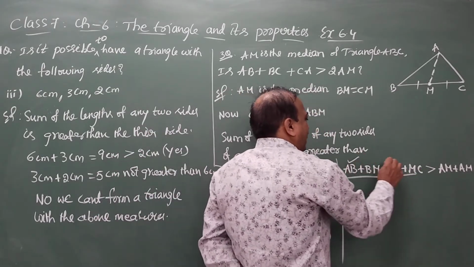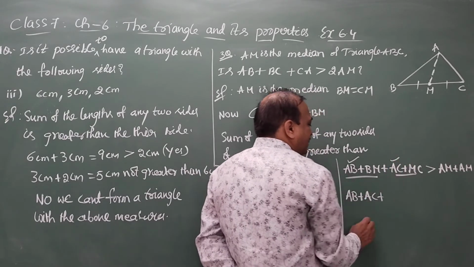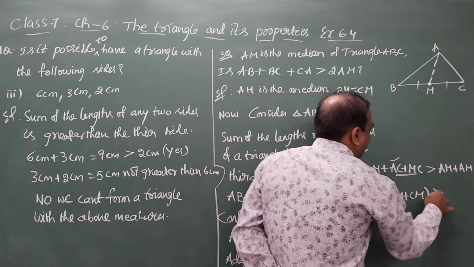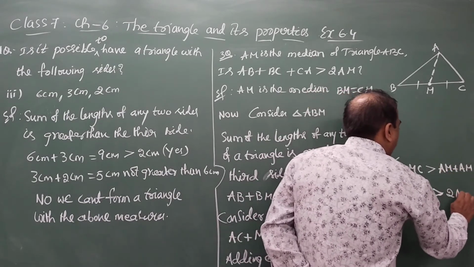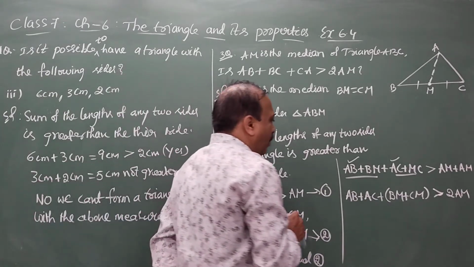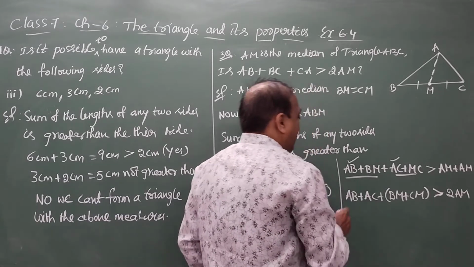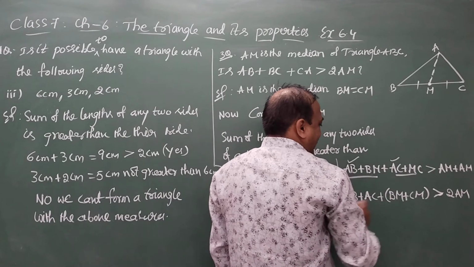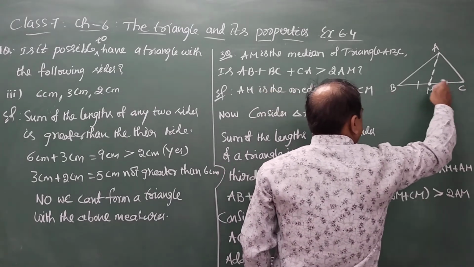Now you see AB and AC, so AB plus AC plus BM plus CM is greater than AM plus AM, which is 2 times AM. Now AM plus AM we got 2 times AM. Now we see AB plus BM plus AC plus CM or MC, we can write BM plus CM.